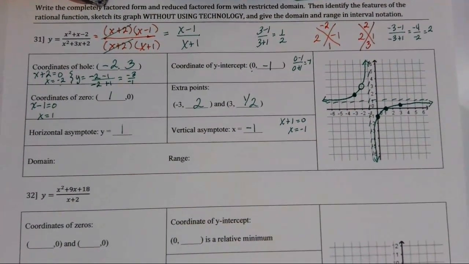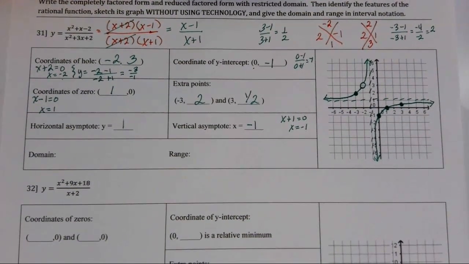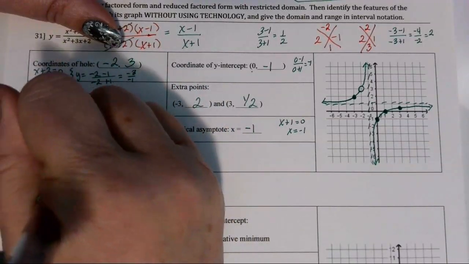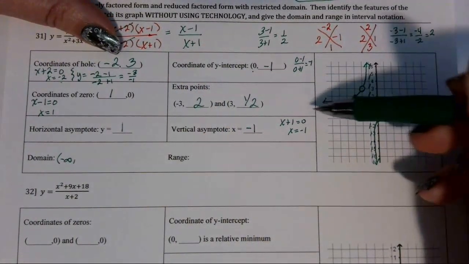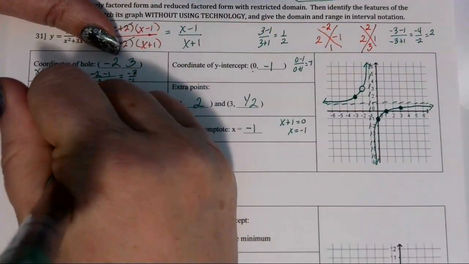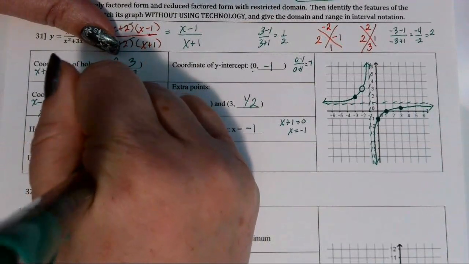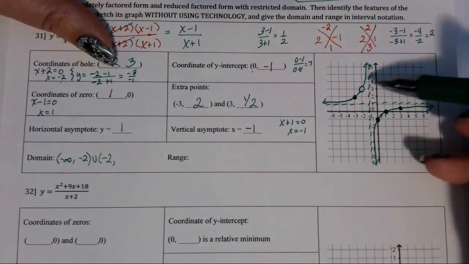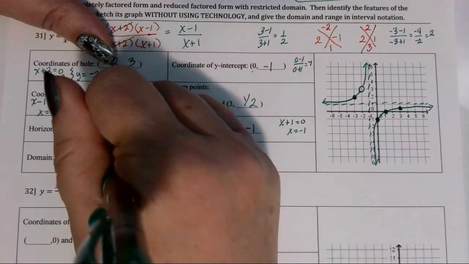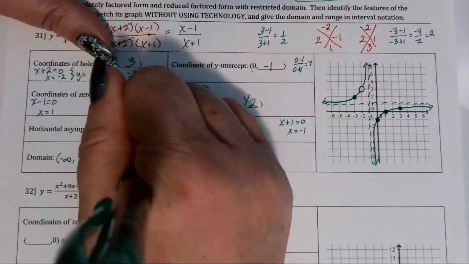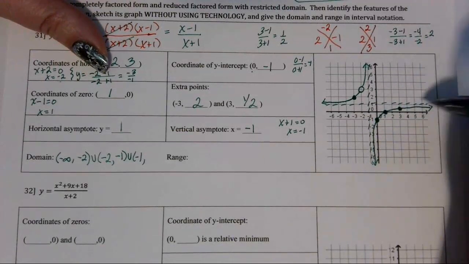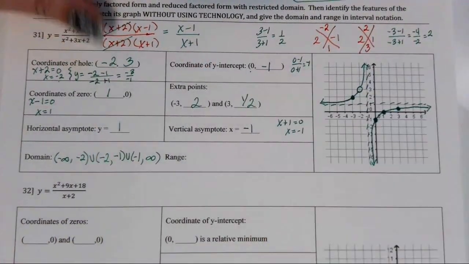The domain is all x values starting at the left and heading to the right. So we're at negative infinity, and then we continue until we reach the x-coordinate of this hole at negative 2. Then a union, pick back up again at negative 2 on the other side of the hole, and we continue just a little bit over until we reach that vertical asymptote at negative 1. Hop over the vertical asymptote, and then we're headed off to positive infinity.